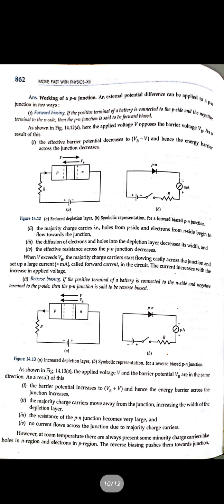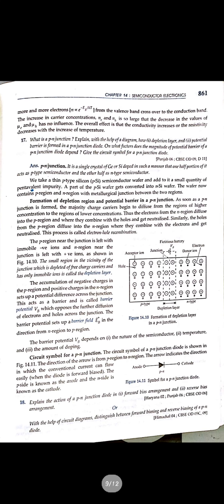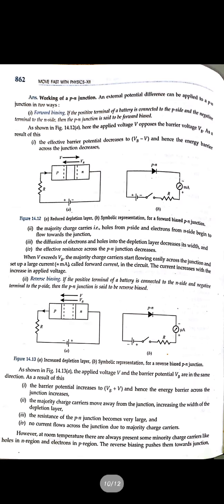Now here you can see the PN junction working. When we add some circuits to it, there are two types of arrangement, that is, forward bias and reverse bias. The first one is forward, the second one is reverse. If P is connected to positive and N is connected to negative, it is considered a forward bias condition. If P is connected to negative and N is connected to positive, it is considered a reverse bias situation.